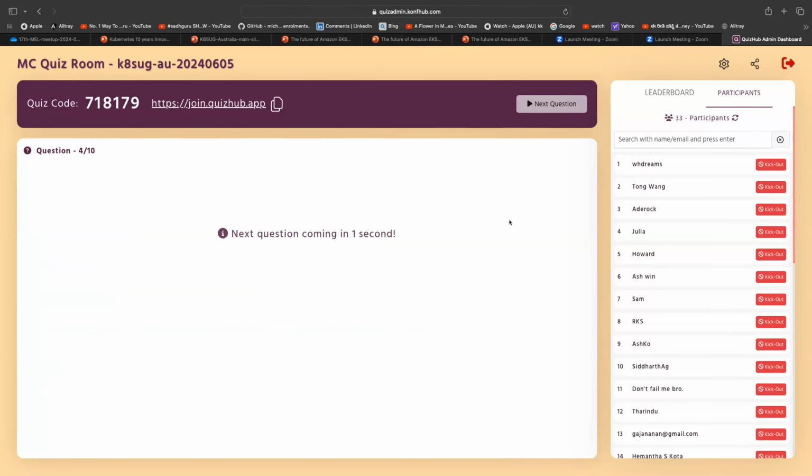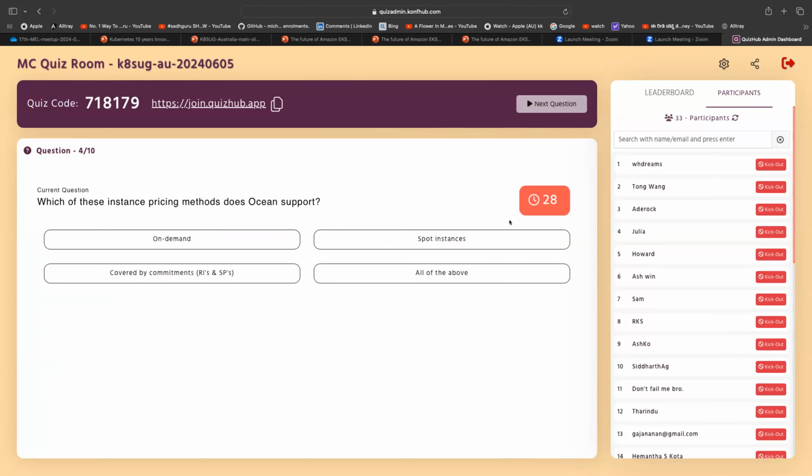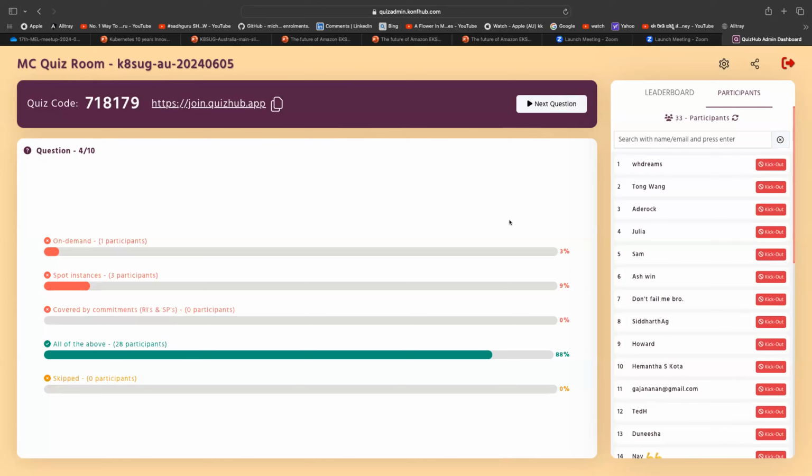Question 4: which of these instance pricing methods does Ocean support? Will it be on demand, spot instances, covered by commitments, or all of the above? And it was all of the above methods.